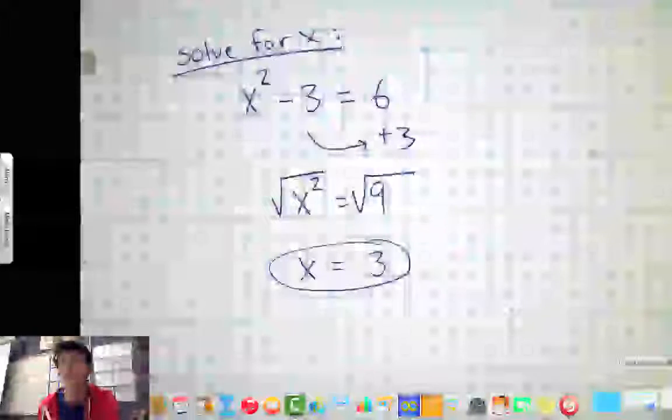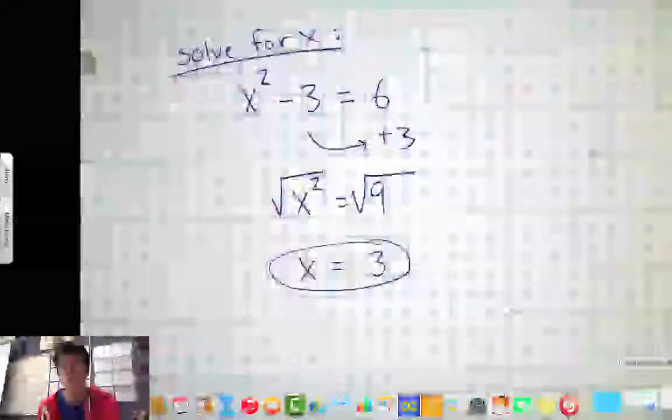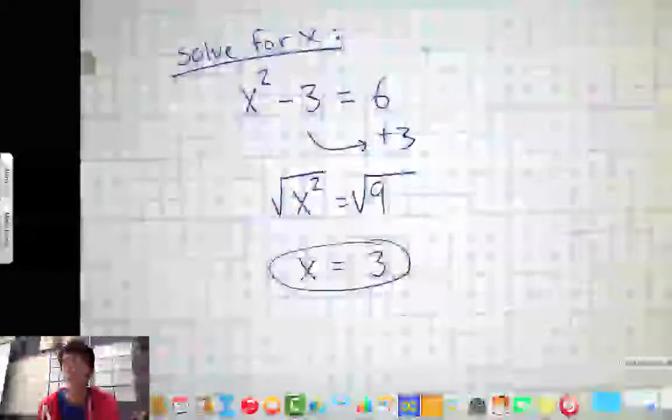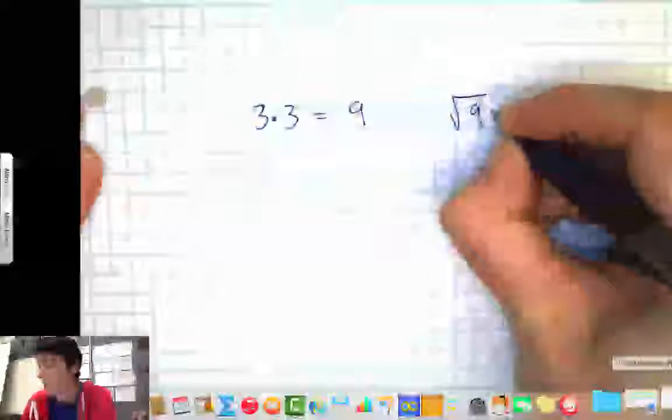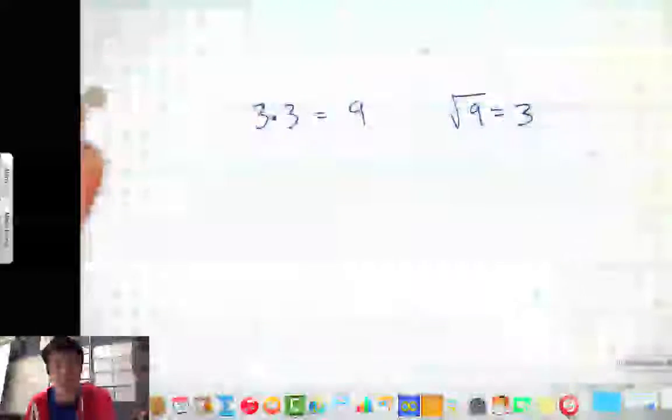It does get more complicated than this. There's going to be higher levels to this. For instance, let's think about this problem just a little bit more. We're going to go down below down here. Yeah, 3 times 3 is 9. So the square root of 9 is equal to 3. I think we're comfortable with that understanding.